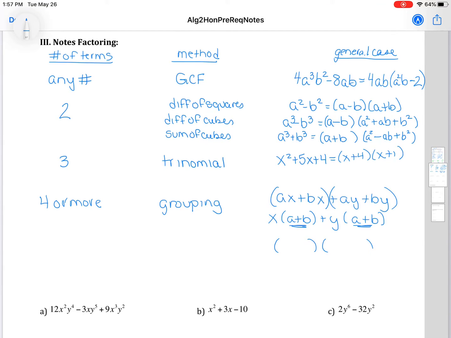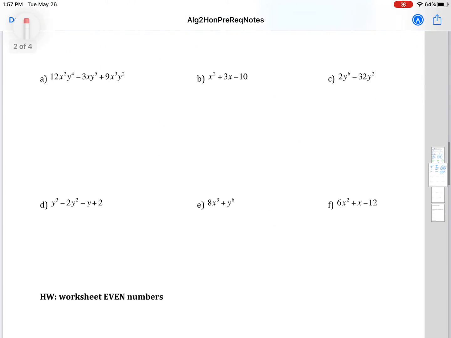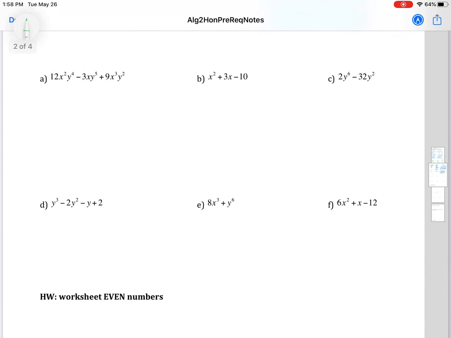You know you did grouping right if your parentheses are exactly the same. Nothing can be different. Then your answer is made up of 2 items: what you took out, which was x plus y, and what they had in common, which was a plus b. The order of those parentheses does not matter. For cubes, the order of the parentheses does matter, but for the others, difference of squares, trinomials, and grouping, the order does not matter how you write them. All right, so let's try some examples here.